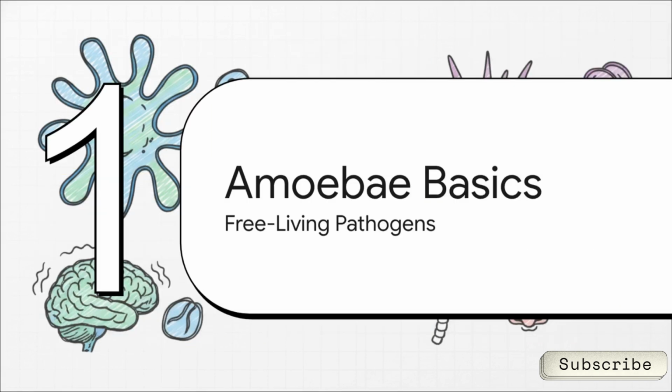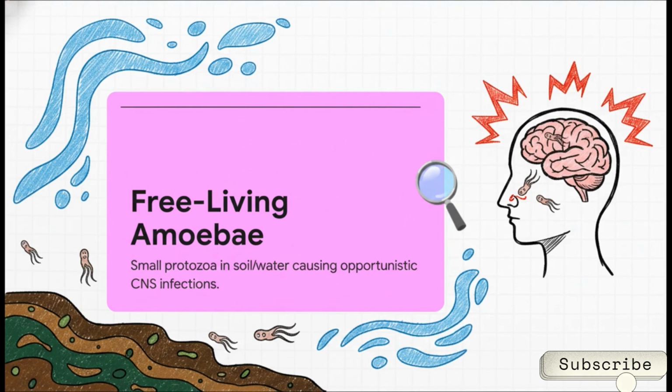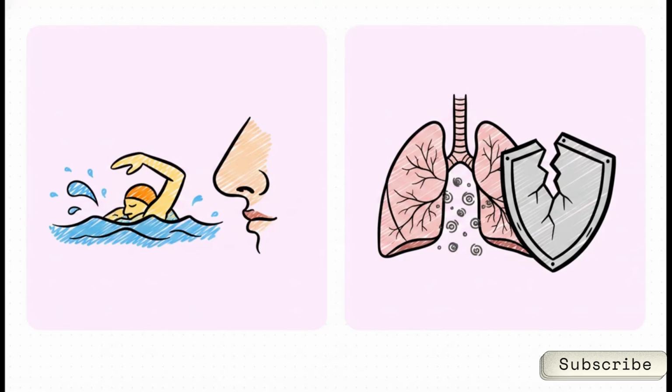All right, Section 1, Free Living Amoeba Basics. Let's get right to the foundational etiologies of these opportunistic neuroparasites. So what exactly does free living even mean here? Well, it means these are tiny protozoa just hanging out in the environment, mostly in soil and water. They absolutely do not need a human host to survive. But when they do accidentally find their way into a human body, and specifically the central nervous system, they cause absolute devastation. Examiners absolutely love testing the differences between our two main culprits here.